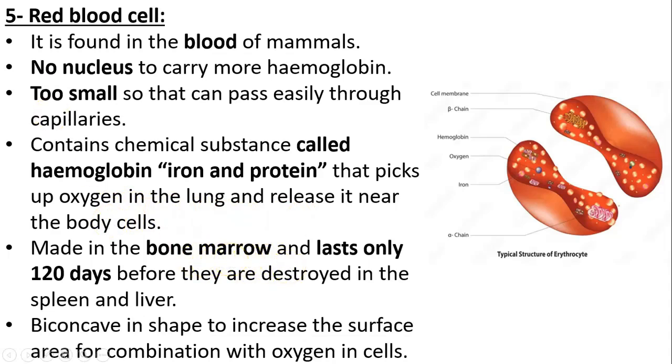By the way, a red blood cell can only live for 120 days. Where do they get destroyed? They get destroyed in the spleen and the liver. This is their shape. Can you see it? It has a concave part. That's why it's called a biconcave shape. Why? To increase its surface area, to allow more oxygen to combine with the red blood cell.